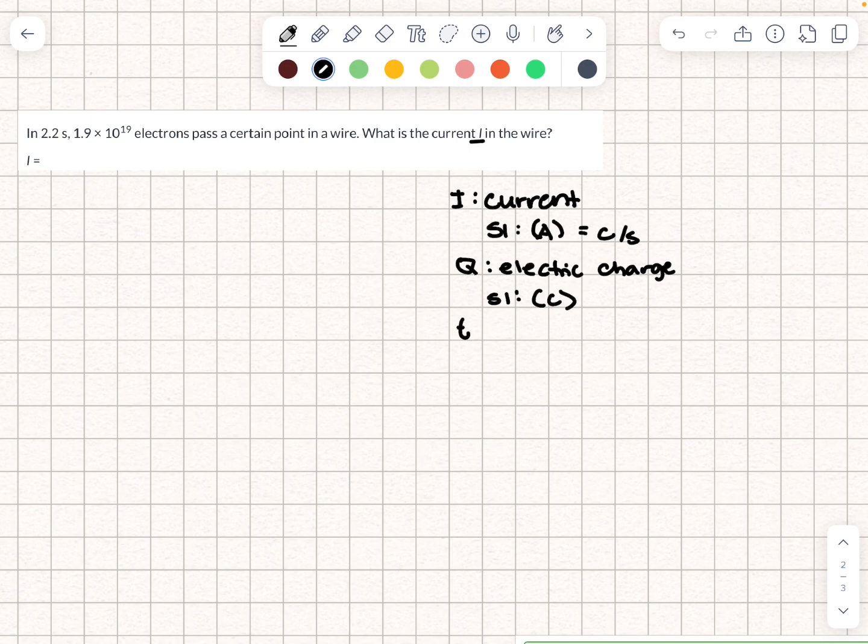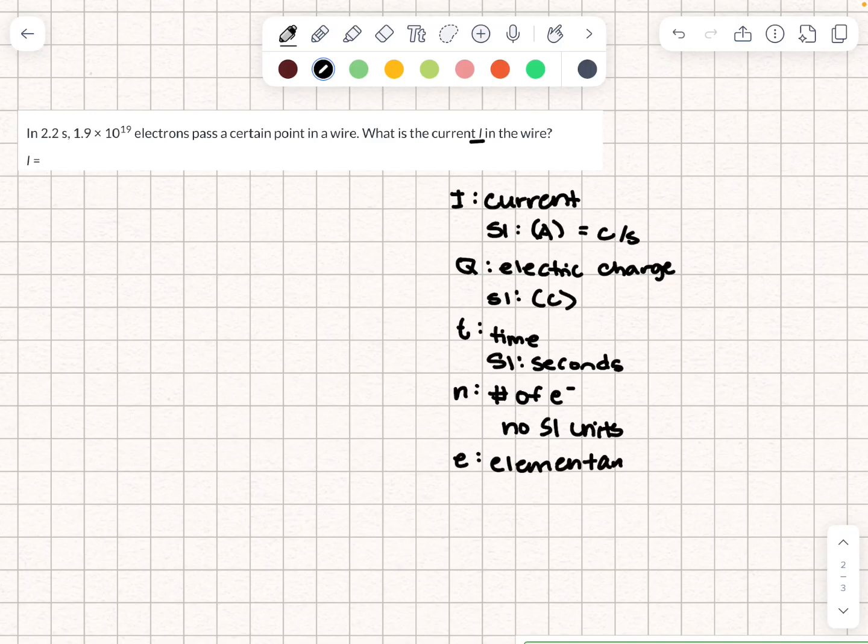T, of course, stands for time, and SI units for time are seconds here. N is the number of electrons, and it has no SI units. And then lastly, E is elementary charge, which is represented by coulombs as well.